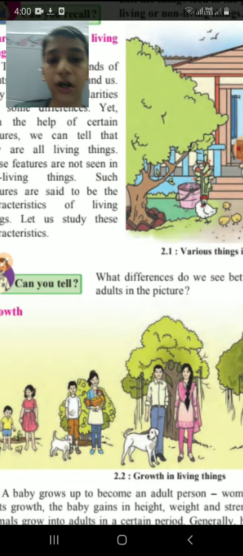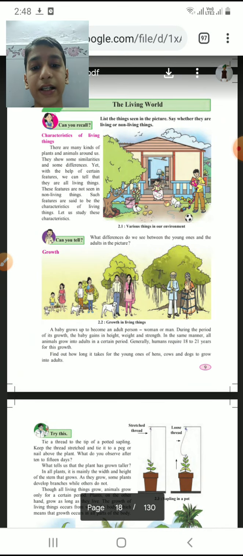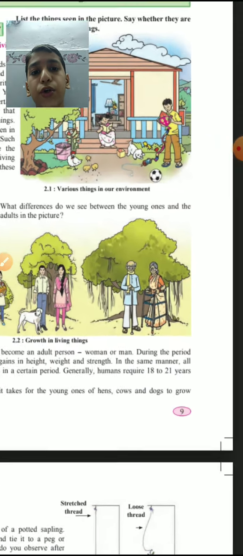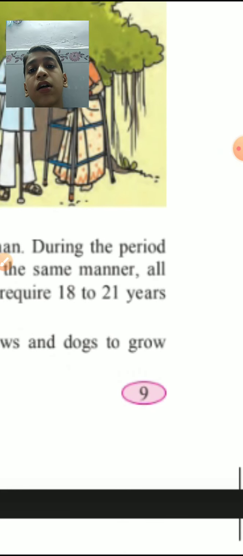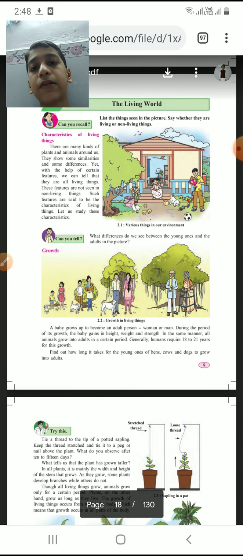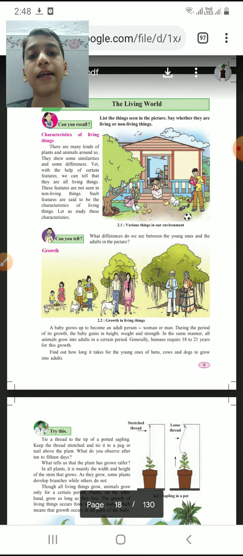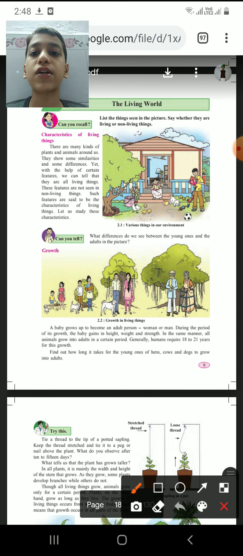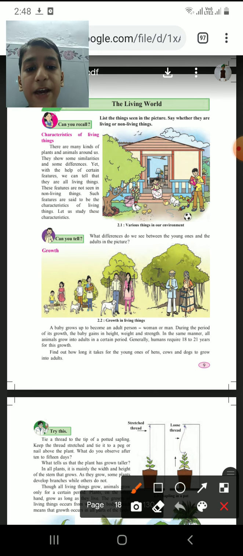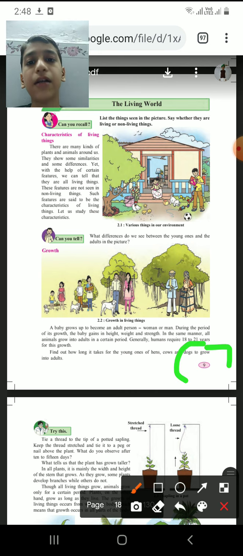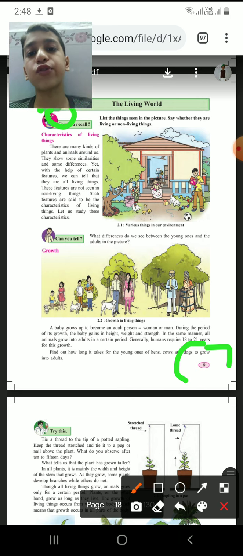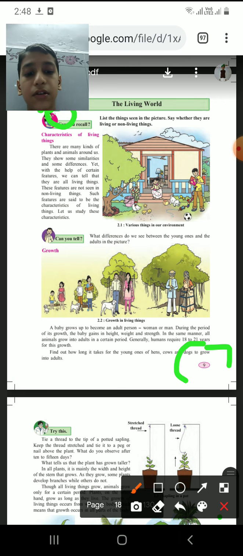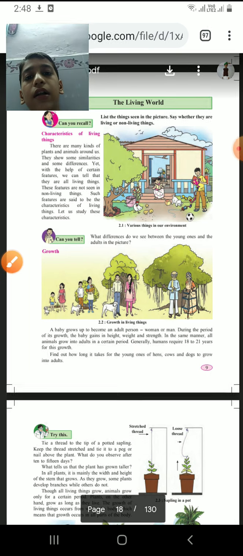Okay, let's begin to read the lesson. You know how you must read the lesson. I have not told you. You must read like this. Page number 9, chapter number 2, the living world. Yes. Primary students read like this. Page number 9, lesson number 2, the living world. Okay, students, now we will read the lesson.